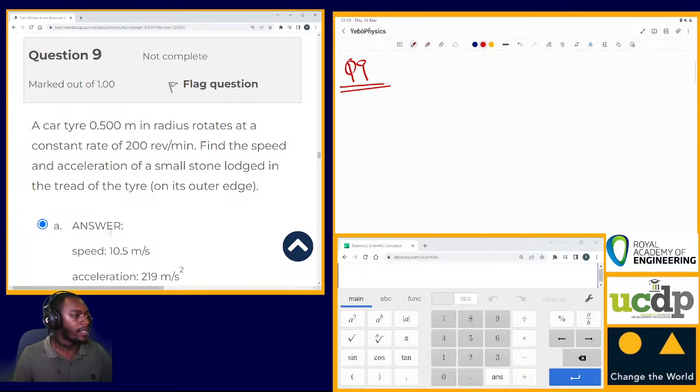Question 9 reads: a car tire 0.500 meters in radius rotates at a constant rate of 200 revolutions per minute. Find the speed and acceleration of a small stone lodged in the tread of the tire on its outer edge. So we are required to make 2 calculations there, the speed and the acceleration. We're going to make a sketch of the situation that we have.